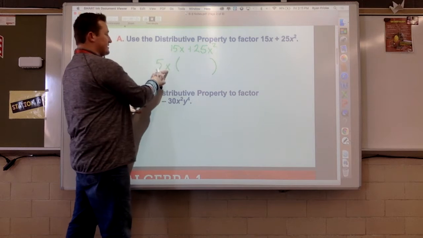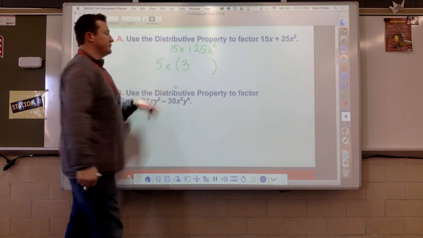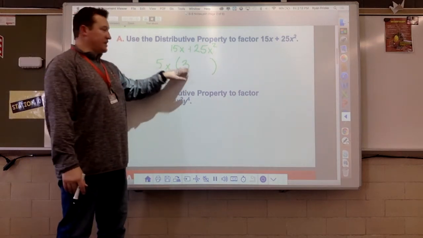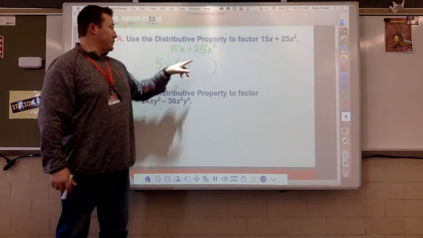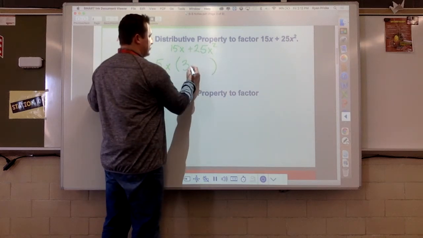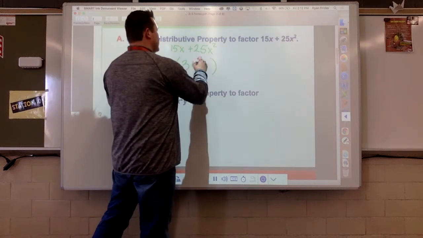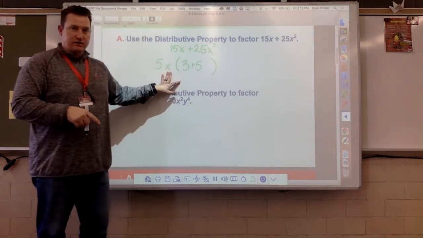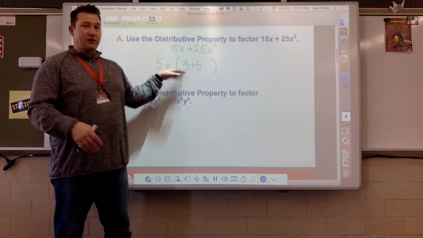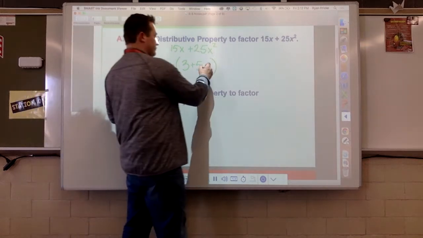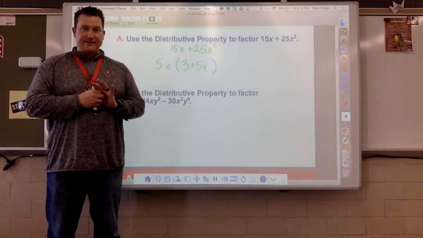What is 15x divided by 5x? Well, that's going to be 3. I can check this. 5x times 3 is indeed 15x. Again, if you want to do it piece by piece, you can do that. What's 25 divided by 5? That's 5. What is x squared divided by x? This is why we did all that exponent work in chapter 7. X to the second power divided by x to the first power. Keep the base x, subtract your powers. Voila.